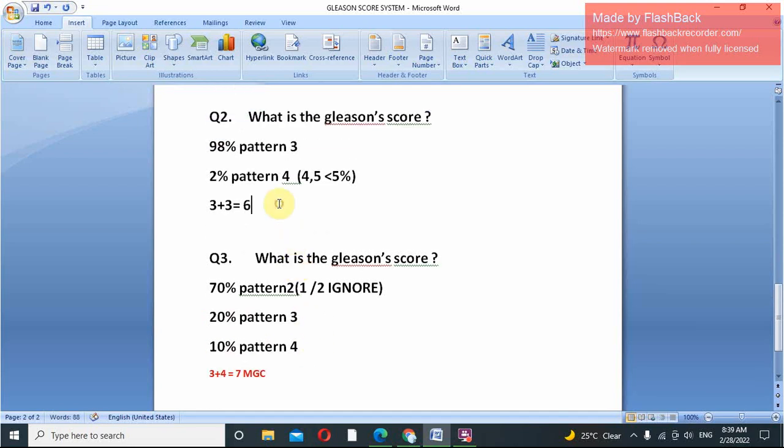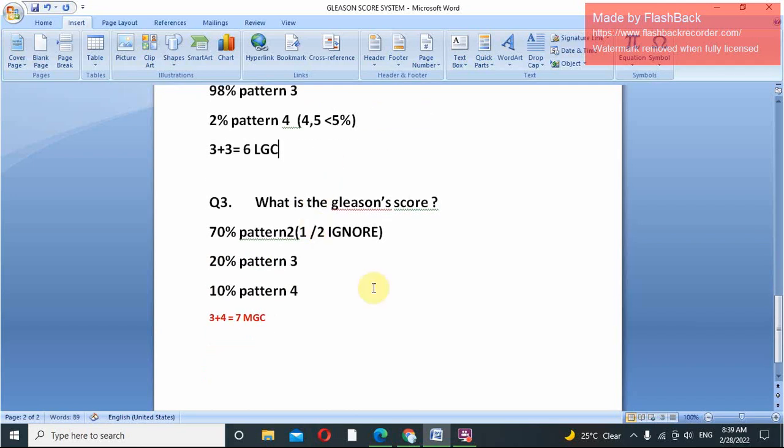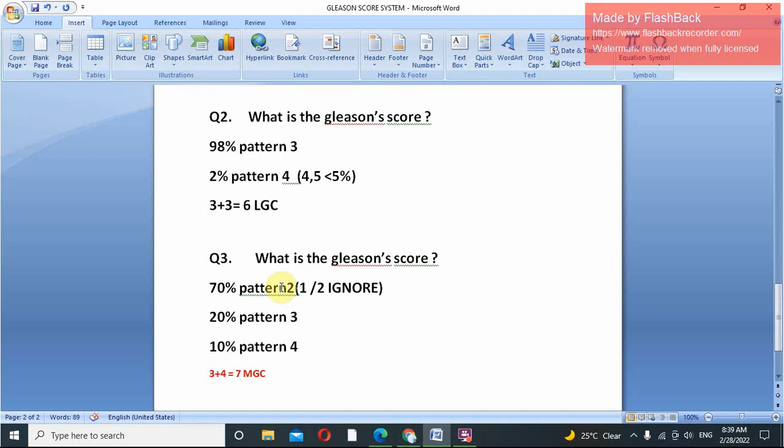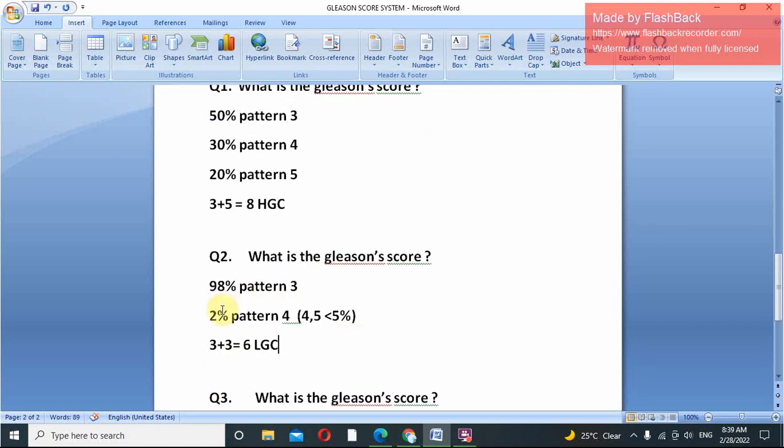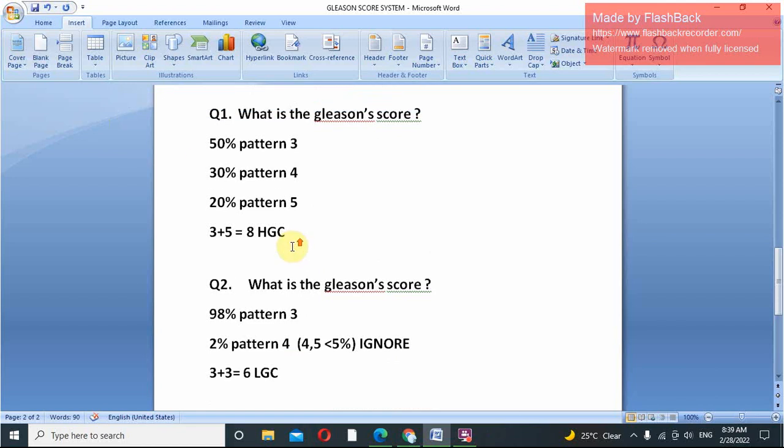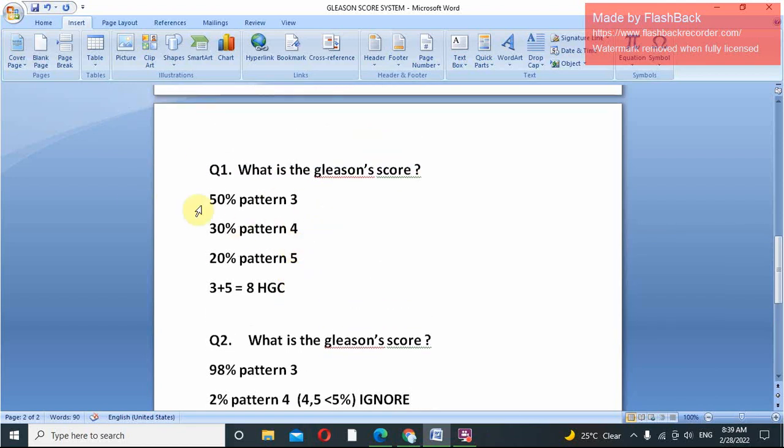And over here this is low grade cancer, right? So just remember, if you find pattern number 2 and pattern number 1, just ignore that and start the calculation from 3, 4 and 5. Okay, if you get any question related to less than 5% of 4 and 5, you have to ignore it. Then in this condition we have to add the frequent one. The second digit will be the most frequent one and the first is the predominant one.